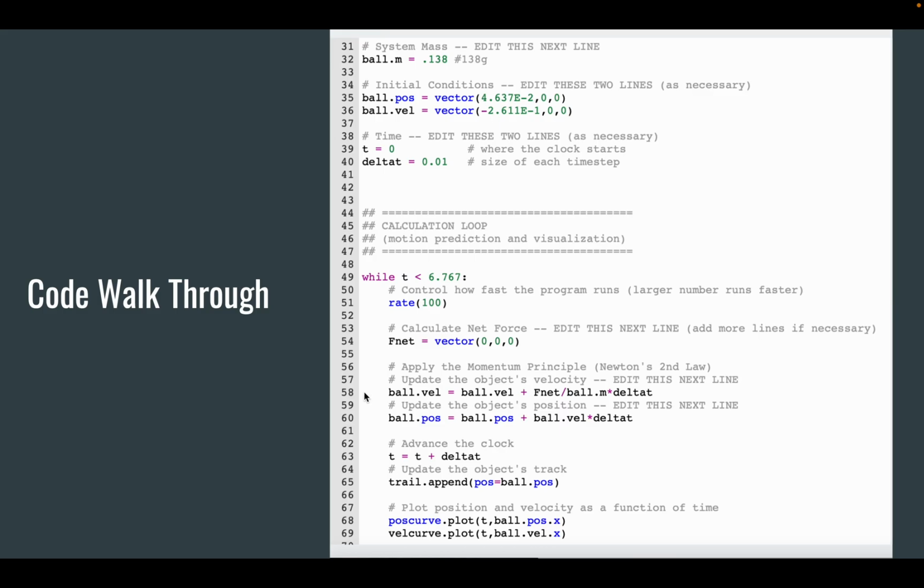So line 58 ends up using Newton's second law to not update velocity because velocity stays the same the entire time. Line 60 uses the position update formula, where the first position you can see right there is the final position, the next one is initial position, and then velocity times change in time is what updates position.